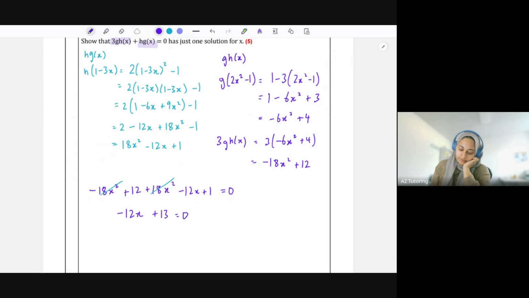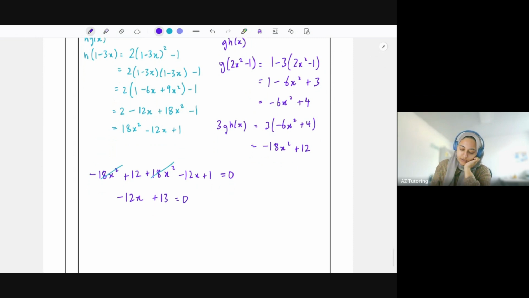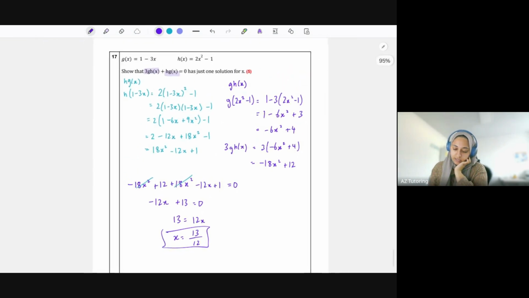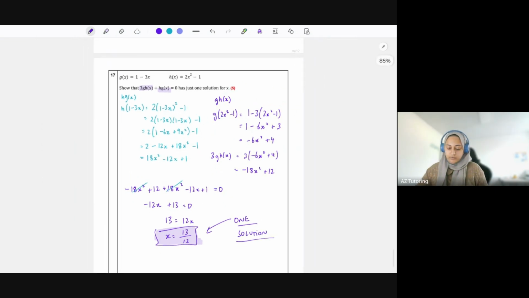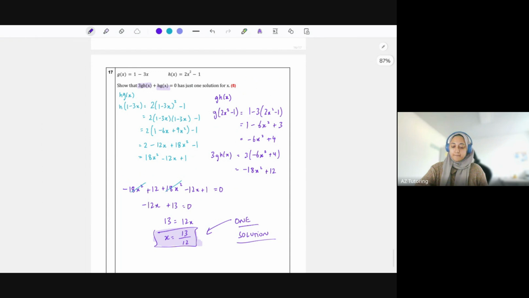That equals 0. Let's make x positive. I'll bring it over to the right-hand side, so I get 13 equals 12x. Now, to get x by itself, I'm going to divide by 12, so I get 13 over 12. So there, I've just proved that it only has one solution for x. So one solution. Okay, and that's for 5 marks.